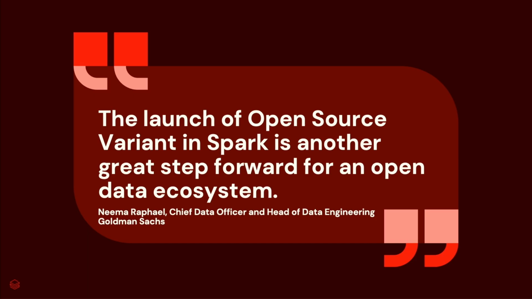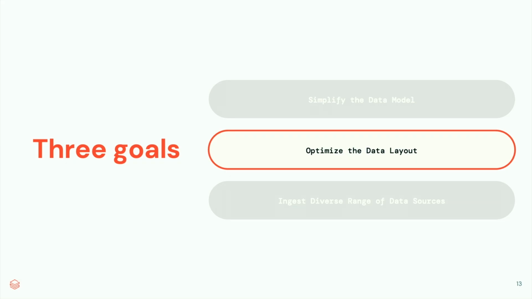The best thing of all is that it's open source, and Nima from Goldman Sachs also agrees that this is a great addition to the open source ecosystem. You can use this in, obviously, Databricks. You can use it in open source Spark. And that is pretty much why I wanted to include it in this, because I'm going to talk about all the open source features that make this really cool. OK, so that is variant types.